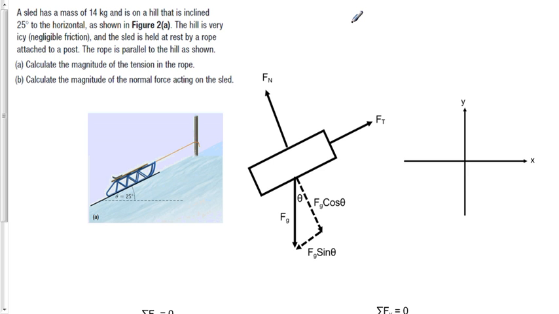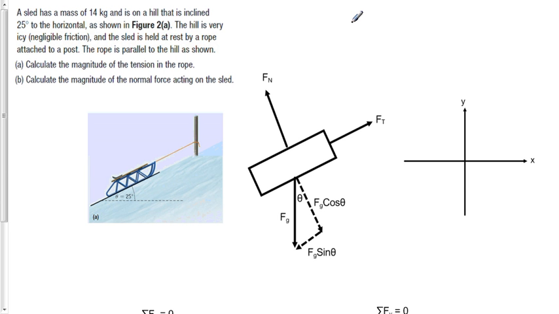Again, we're looking at something a little more complicated than we have in the past. In our first example, we have a sled on a hill, and we're going to say the hill is very icy, so there's negligible friction. There's a rope tying it to some pole, and the rope is holding it steady. The first thing we can notice is that this is in equilibrium, which means the sum of the forces has to add to zero. I want to know two things: the magnitude of the tension, and the magnitude of the normal force.